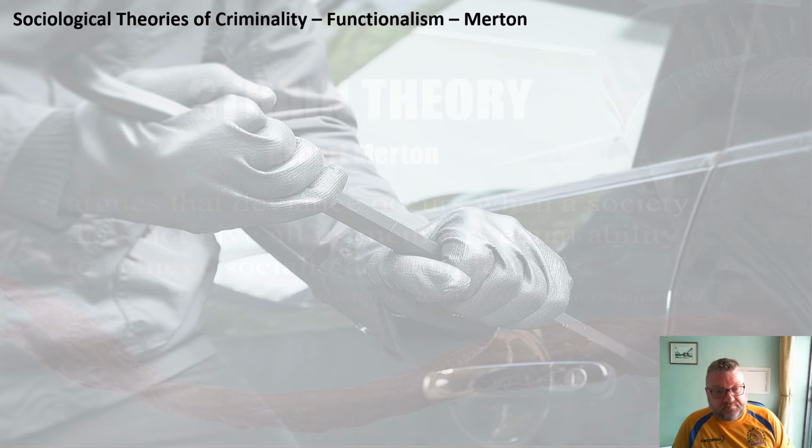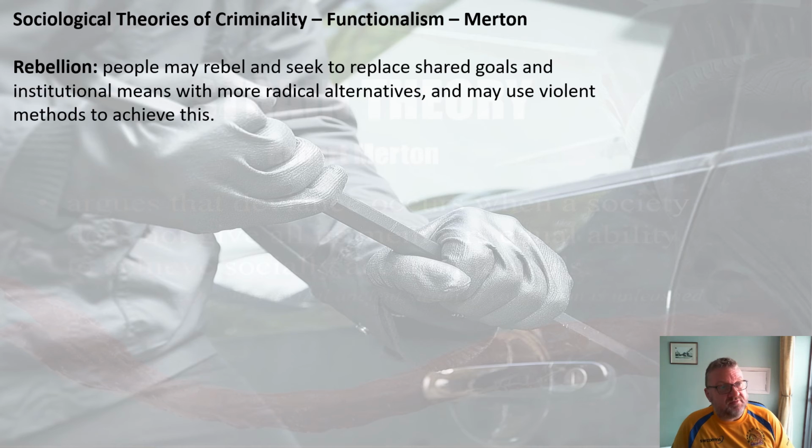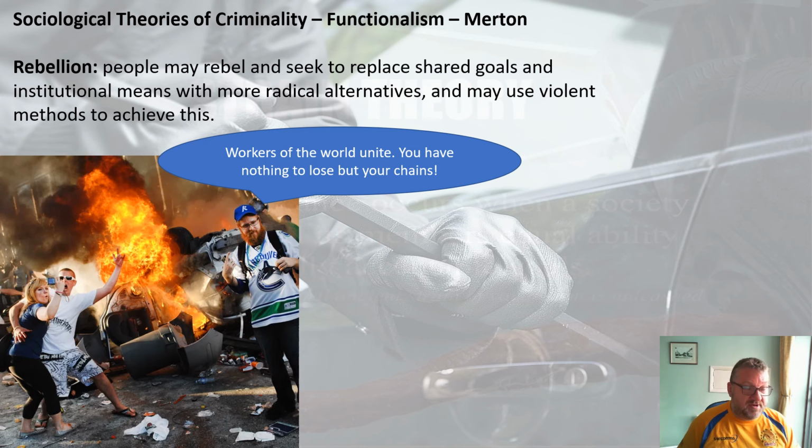And finally, Merton proposes rebellion. Some people may rebel, try to replace those shared goals and institutional means with much more radical alternatives, and Merton says they'll often use violent methods to achieve this. So full-on anarchy. Workers of the world unite, you've got nothing to lose but your chains, as these privileged white Americans for some reason riot. God knows why. But of course it's very important to take a selfie as you're doing it.